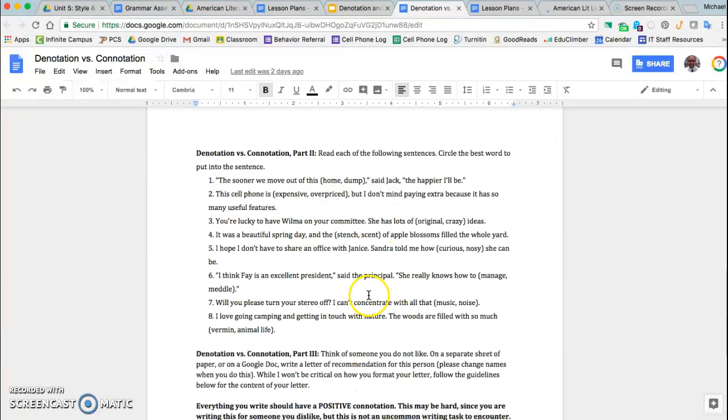And then the second part, you are trying to figure out, based on all the clues that you get in a sentence for what people are trying to say, what actually fits. So if we looked at number 1, the sooner we move out of this blank, said Jack, the happier I'll be. Obviously Jack doesn't like this place, so he would probably use the word dump.